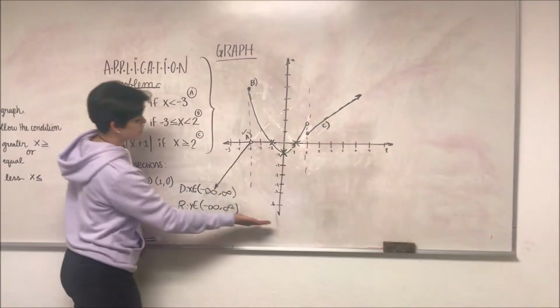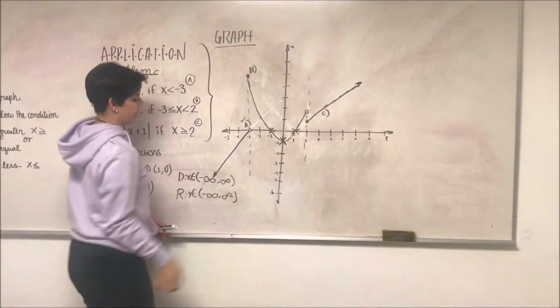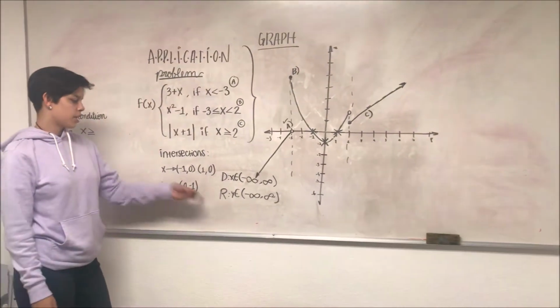So it is the same as minus infinite to infinite. And we already have our domain and range and our intersections.